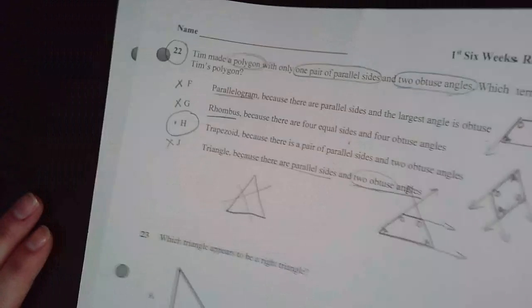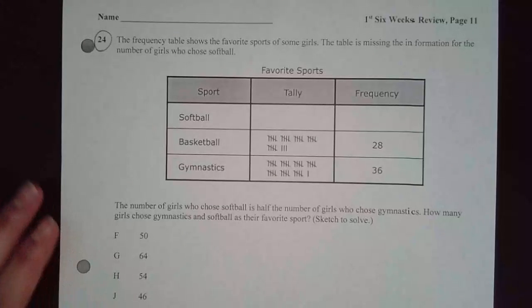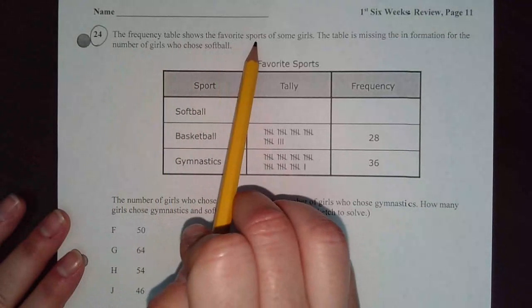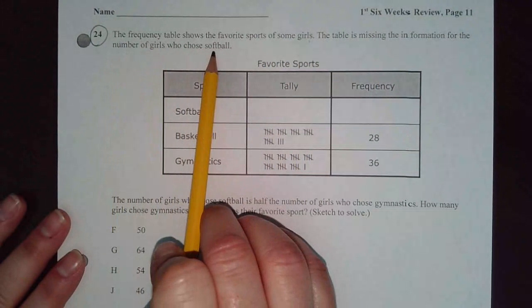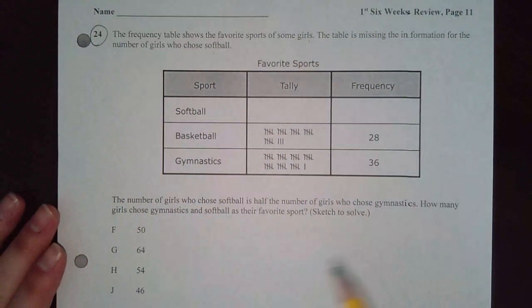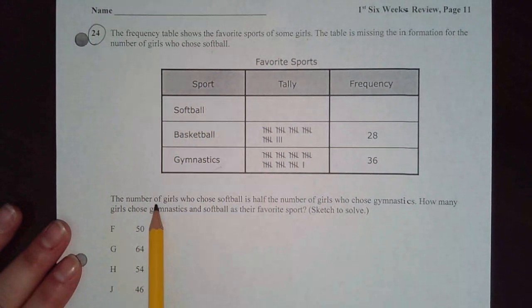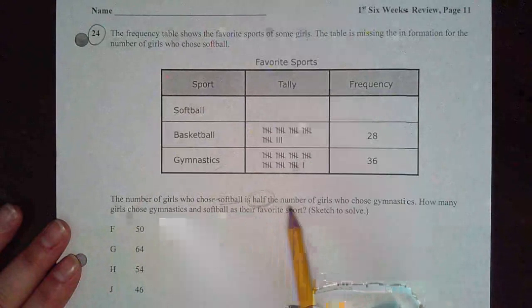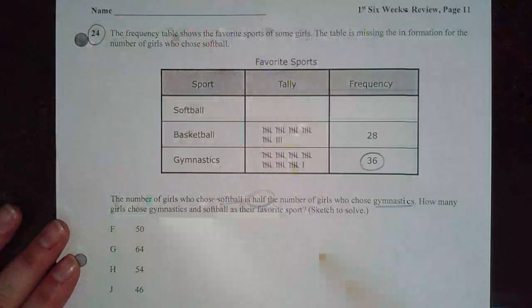Okay, the next one I want you to look at is the final one we'll do together, 24. It's a frequency chart. We like these, frequency tables. The frequency table shows the favorite sports of some girls. The table is missing the information for the number of girls who chose softball, which, FYI, would be my choice. So we have softball, basketball, and gymnastics. The number of girls who chose softball, which we know is missing, is half the number of girls who chose gymnastics. So if I have 36 gymnastics and I know half of it is softball, that means that you and me would have to share.